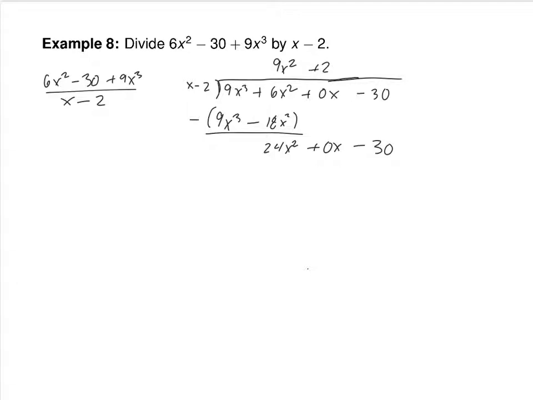24x. So 24x squared minus 48x. Take it away. So the 24x squareds cancel. What is 0 minus negative 48x? Positive 48x, right?